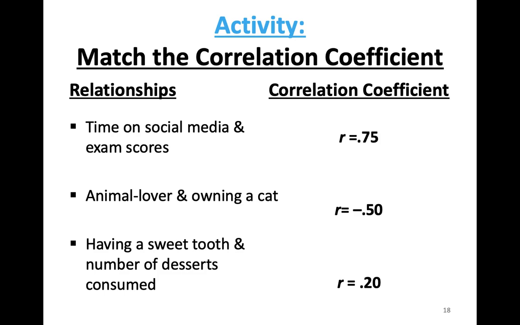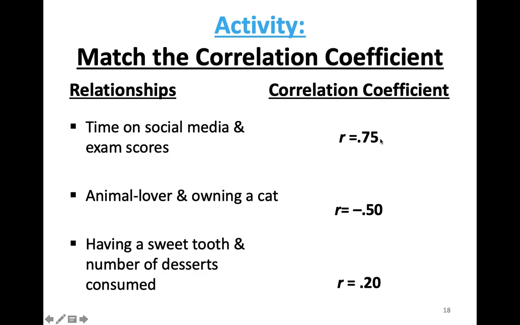Okay, so we've got some relationships here on the left-hand side. We've got time on social media and exam scores. We've got being an animal lover and owning a cat. And then we've got having a sweet tooth and the number of desserts consumed. So we want to ask, is there a relationship between the two variables? Is that relationship positive or is it negative? And what is the size of that association? How strong of an association do we think that it is? Recall that the closer you get to 1, either positive 1 or negative 1, the stronger the association, and the closer to 0, the less strong the association.